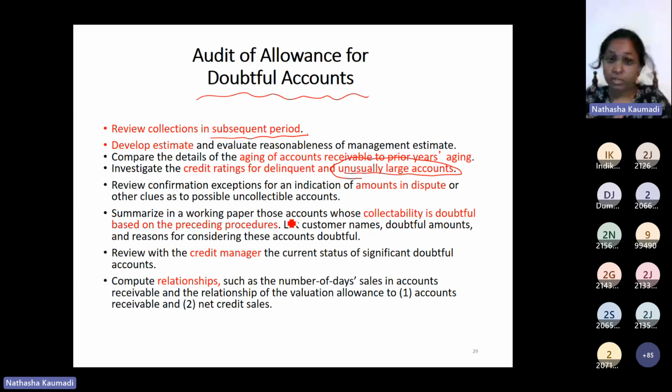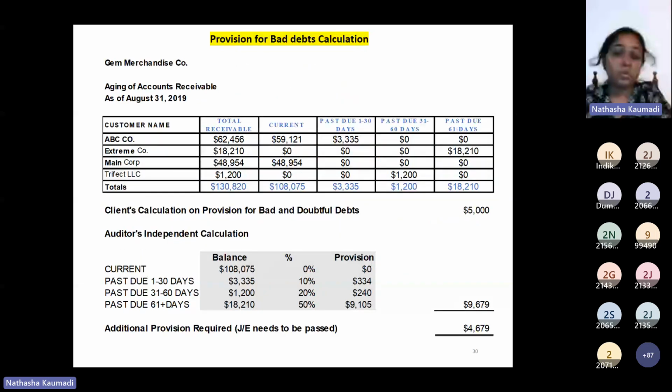So if there are cases like that, where you have mistakenly or fraudulently given credit for those large amounts, then you will have to provide for those as well, after looking at all the considerations. And so these are some example audit procedures for allowance for doubtful debts. So now we are moving to the question.